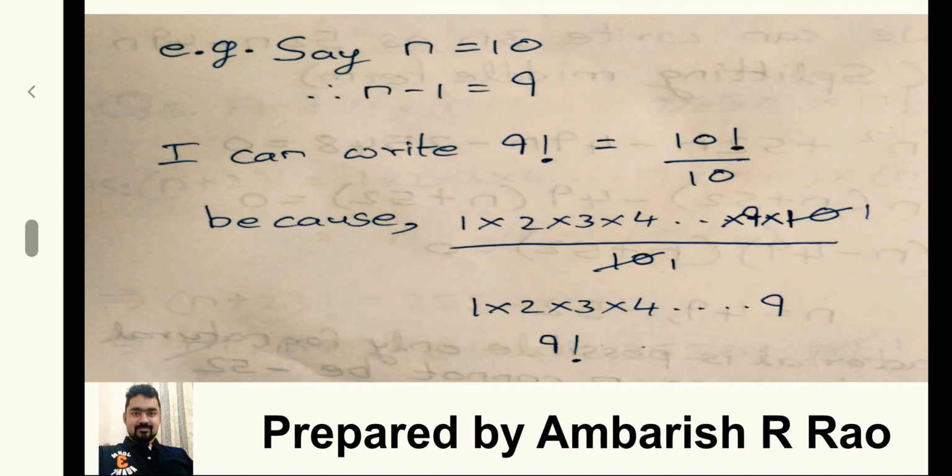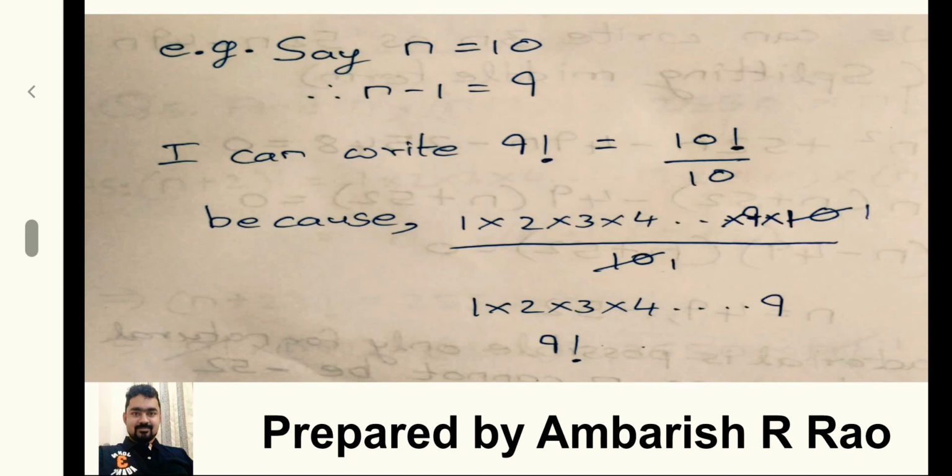If you observe carefully, if you expand 10 factorial, you get 1 into 2 into 3 into 4 all the way till 10. And also the denominator 10 cancels the numerator 10. So we are left with a series only till 9. So we get 1 into 2 into 3 into 4 till 9, and that is nothing but 9 factorial.